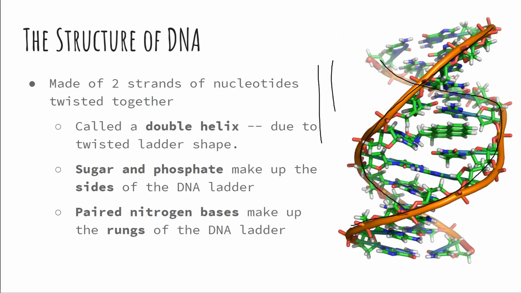So imagine you have a ladder. The sides of the ladder are the phosphate and sugars. Your paired nitrogen bases in the middle are like your rungs, the ones that you put your hands and feet on when you climb up the ladder. Those are your nitrogen bases.